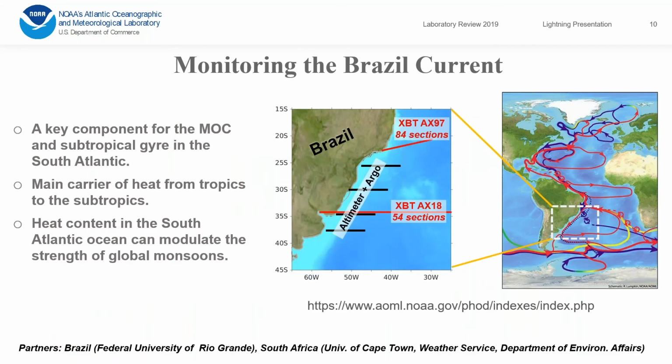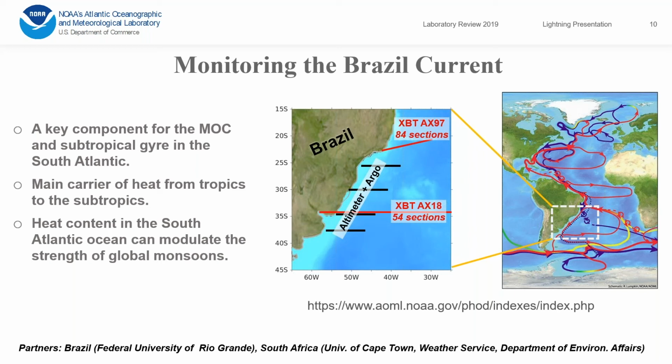The western boundary current in the South Atlantic, the Brazil Current, although it's much weaker and shallower compared to the Gulf Stream, is the main carrier of ocean heat from the tropics into the subtropical region. Ocean heat content changes in the subtropical South Atlantic can impact global precipitation through the monsoon system. It also impacts regional weather patterns.